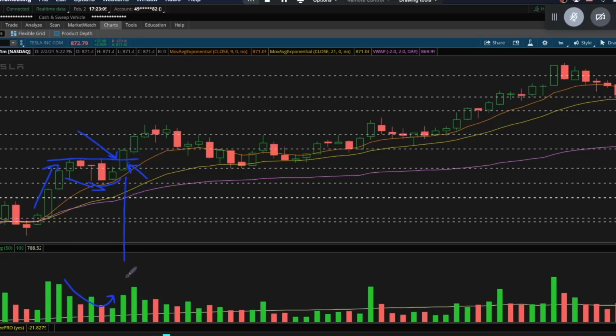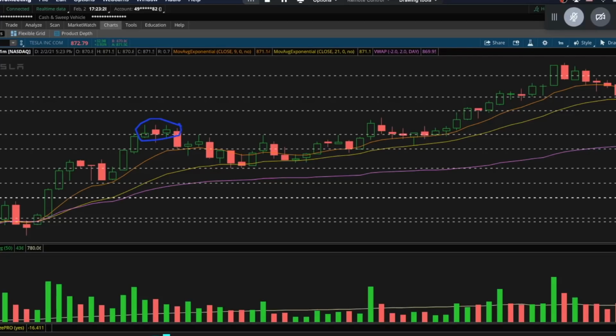On this breakout, volume spikes, Tesla makes a strong move to the upside. Now what you start to see here is if you are in a trade, say for example you are watching the 863 level here on Tesla, and you got in right around here on one of these candles.